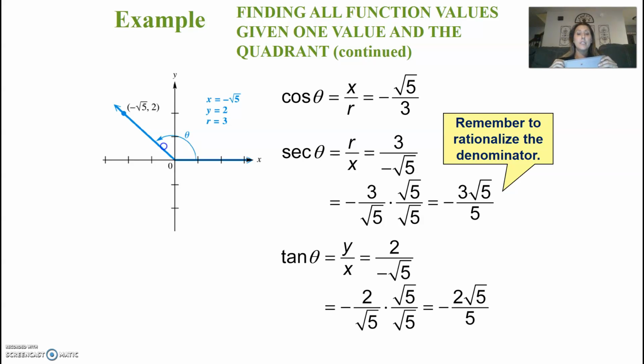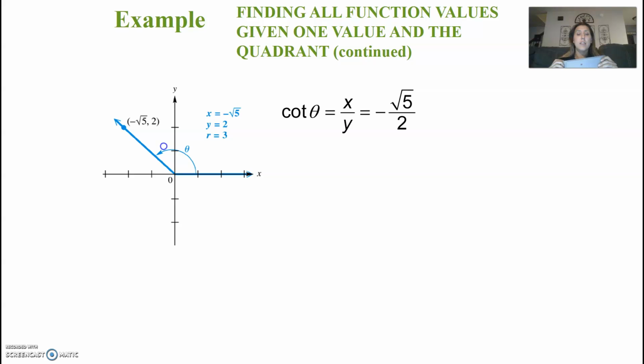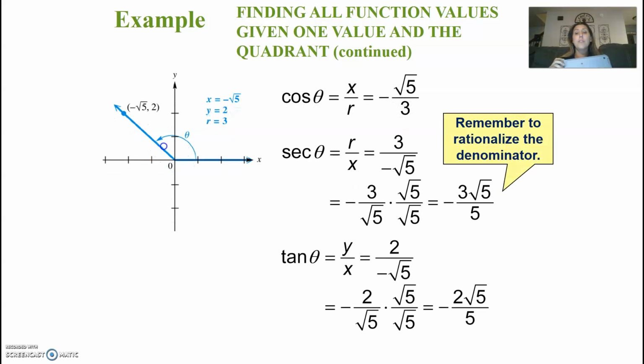We have tangent. And then we need to do the reciprocals of that. So I know that some of you are writing this down, so go ahead and hit pause.